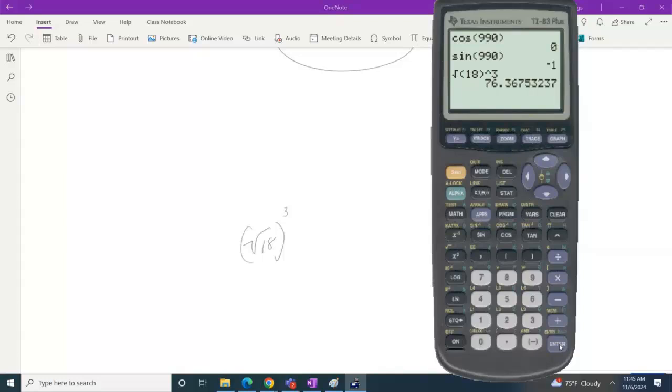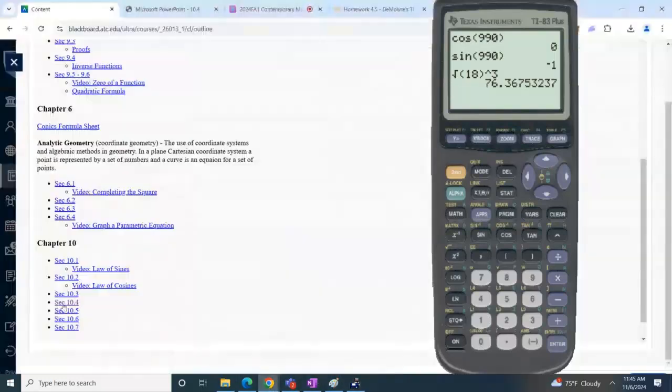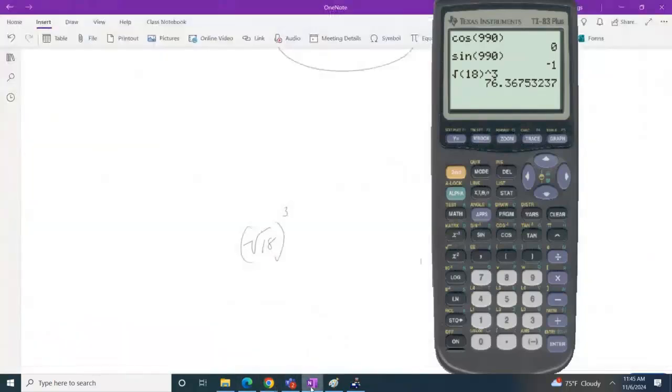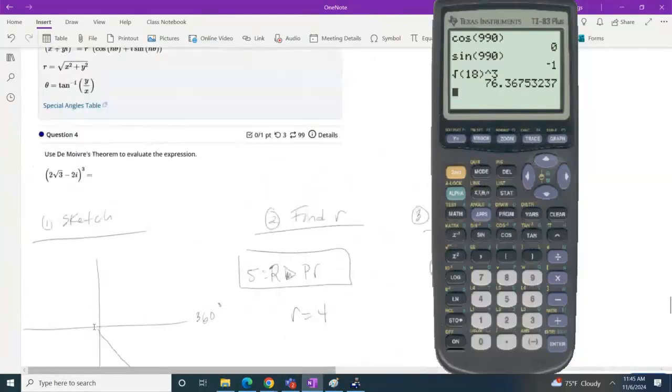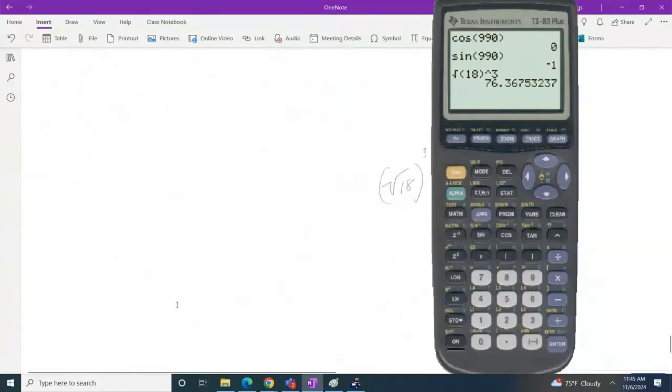Does it tell you to round your final answer? Not that I see. I don't even know. And that was for which question? I had it for number 4. Number 4. 3 root 3 minus 3i to the third power. That was yours. 3 root 3 minus 3i to the third power. This was it. Okay.